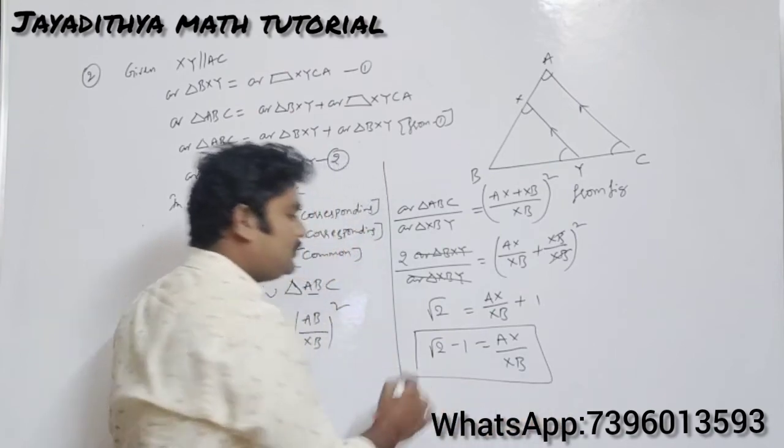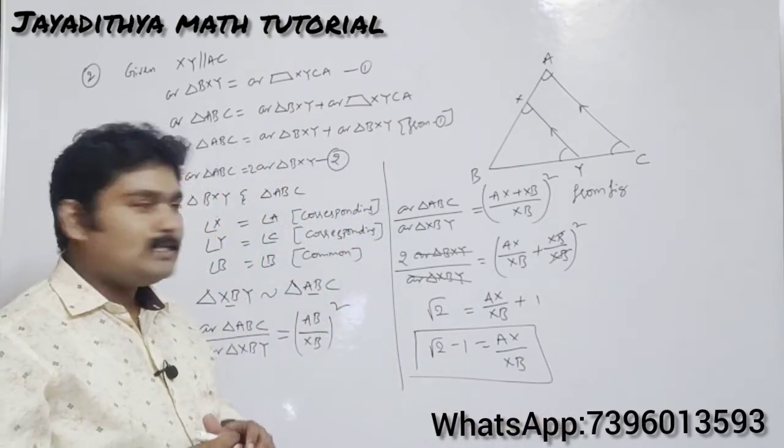So what is our answer now? AX by XB is equal to root 2 minus 1.